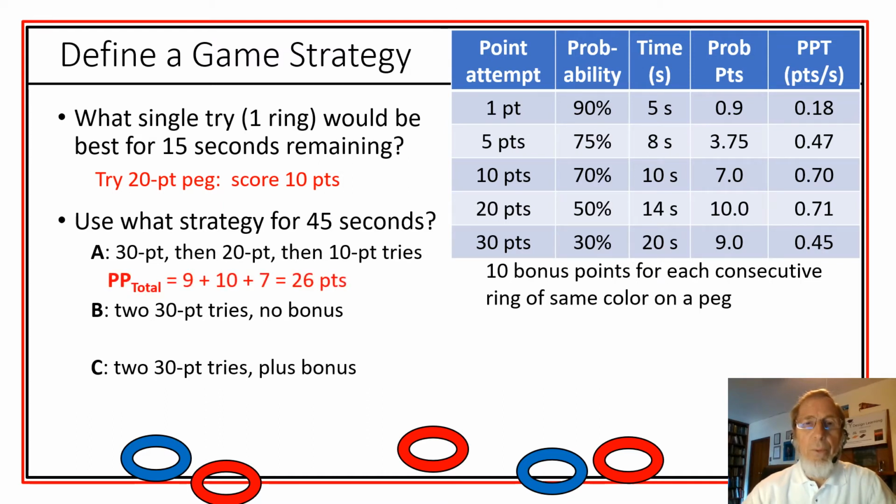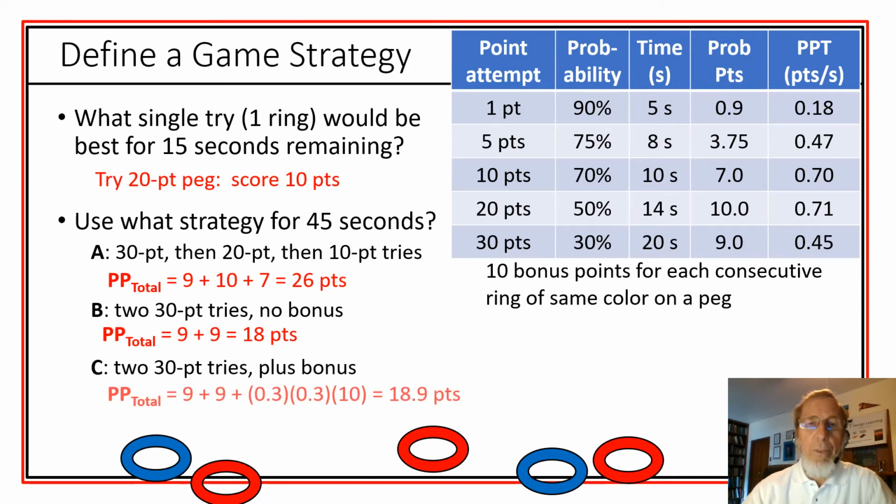Probable points for the 30, 20, 10 is simply adding up the probable points for a 30, and then a 20, and then a 10. They're independent of one another, which gives us 26 probable points. We look at trying 30-point twice. The probable points for a 30-point attempt is 9 plus 9. For the second attempt, that's 18 points.